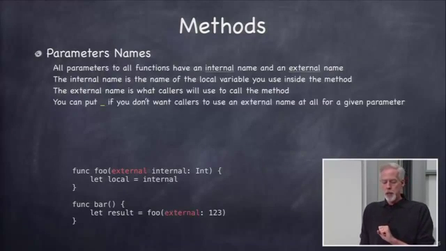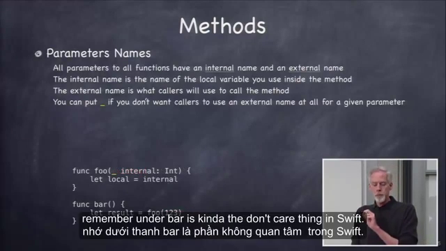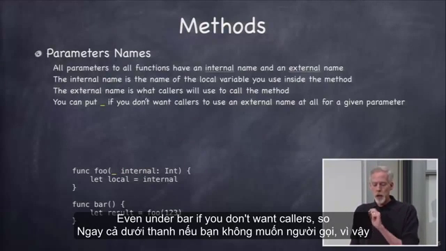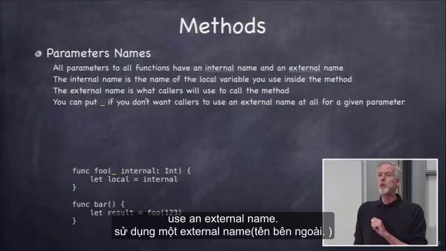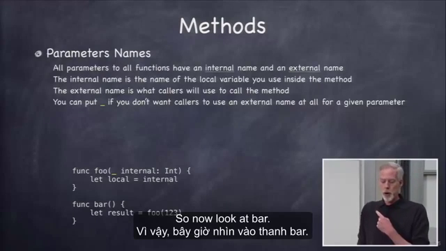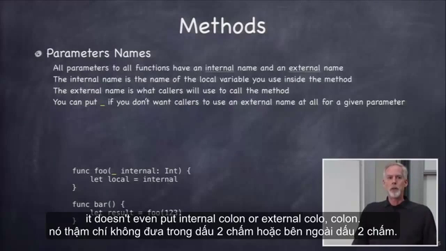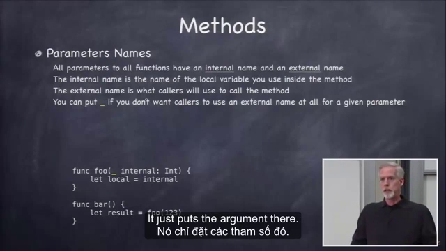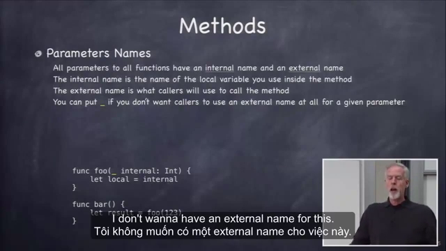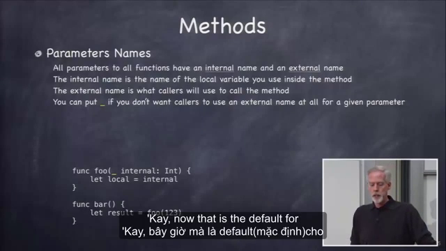They can be different. You can put an underbar. Remember, underbar is the don't care thing in Swift. You can put an underbar if you don't want callers to use an external name. So now look at bar. It calls foo. It doesn't even put internal colon or external colon. It just puts the argument there. Okay? So the underbar says, I don't want to have an external name for this.